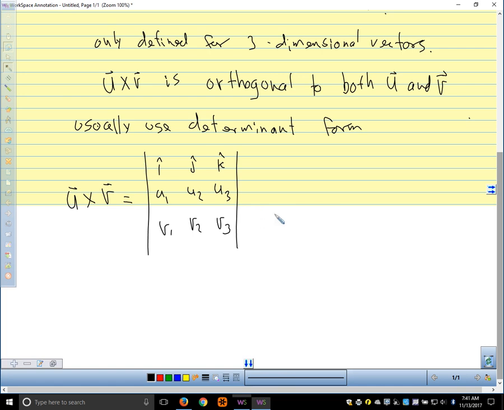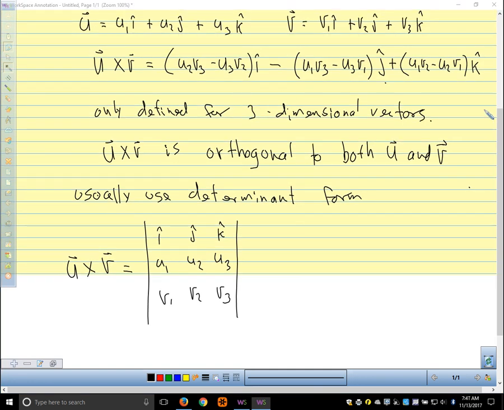This is not really a determinant, because this is kind of an ill-defined matrix with the i hat, j hat, k hat in there. But the form of the determinant helps us remember how to do it. And just as a quick reminder, we'll do a couple of examples. For the i hat component, we would cross out this column and this row and find the determinant of this 2 by 2 matrix, u2 v3 minus u3 v2, which is exactly what we want here.